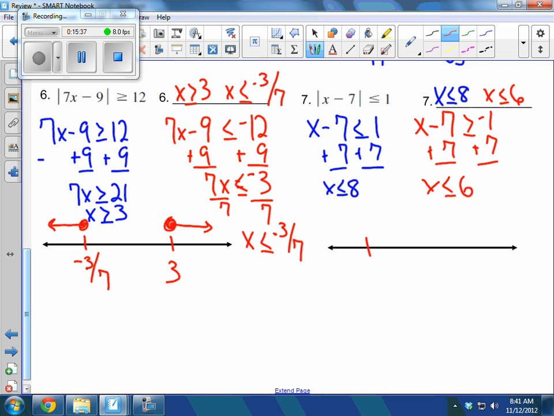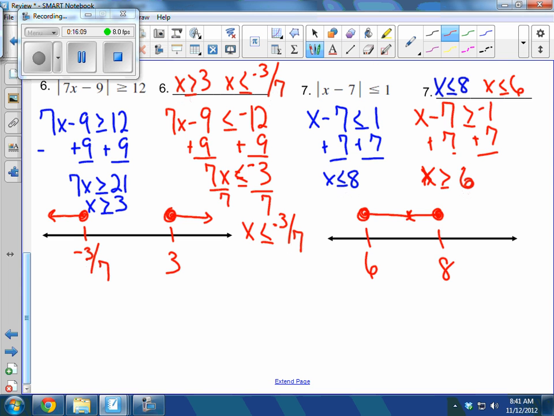So putting them on the number line, 6 is smaller, 8 is bigger. For the 8, close my circle, they're all less than 8. And then I just realized I wrote this inequality sign wrong. Let me fix that. Still writing it wrong. Hold on. For the 6, it's going to be bigger than 6, so my answer is in between 6 and 8.